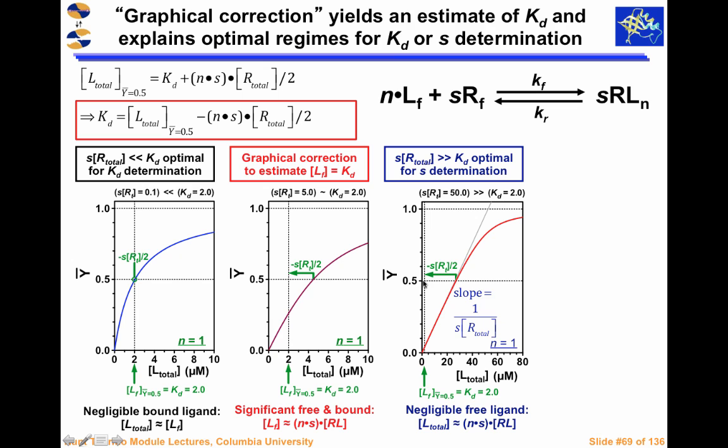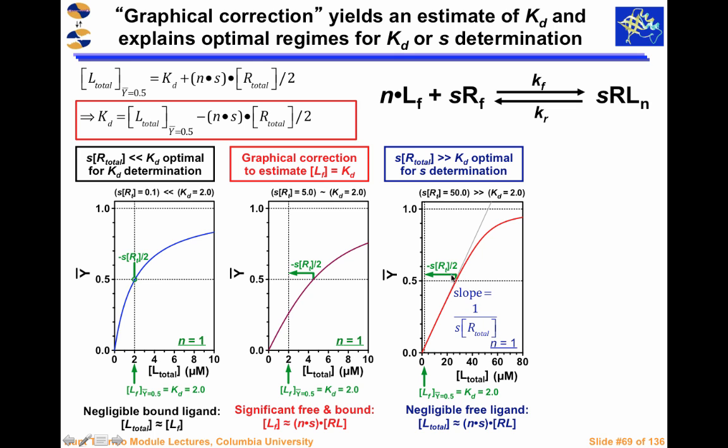That's going to be an unstable situation in which to determine KD. It's going to be a very good situation in which to measure this slope and determine stoichiometry, but an unstable way to measure KD. The graphical correction tells us that, makes that point, right? We still want to do the graphical correction.